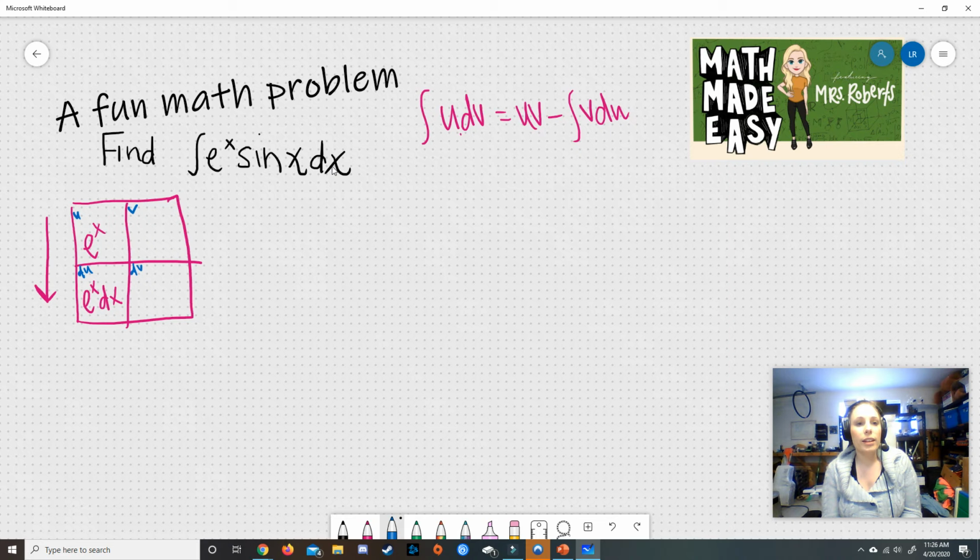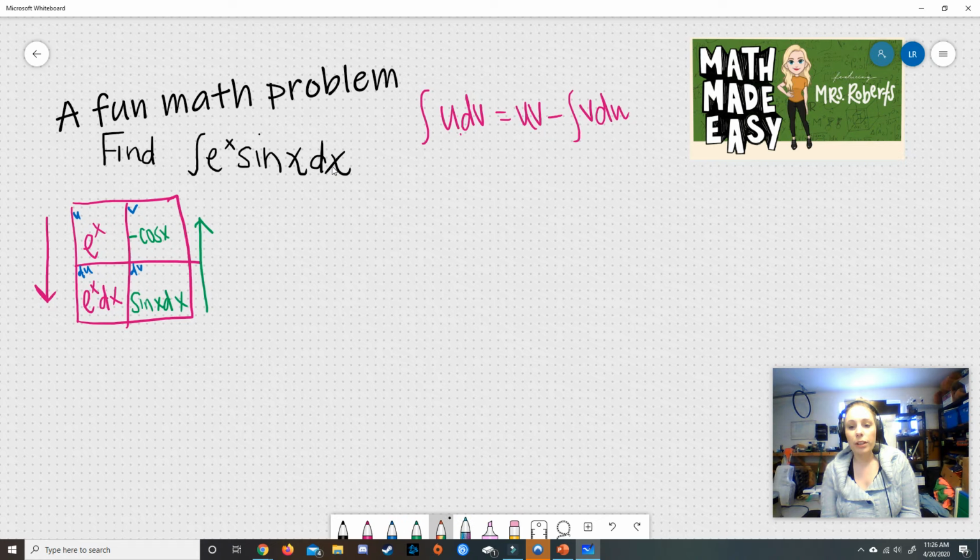Well, if we've said e to the x is u, then that makes dv sine of x dx. And to get v, we would need to integrate. The integral of sine x dx is going to be negative cosine of x, because when you take the derivative of negative cosine, you get sine of x. So now we have the information that we need in order to apply this rule.